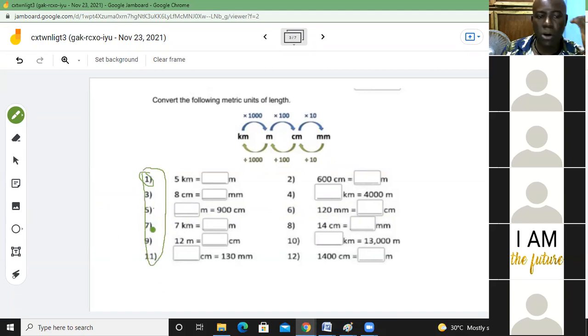1, 3, 5, 7, 9, 11. That's about 6 of them, as quickly as you can. As you can see, we're moving from big to little, little to big, that sort of thing. Go back to the table to make sure that you can find the relationship and everything.